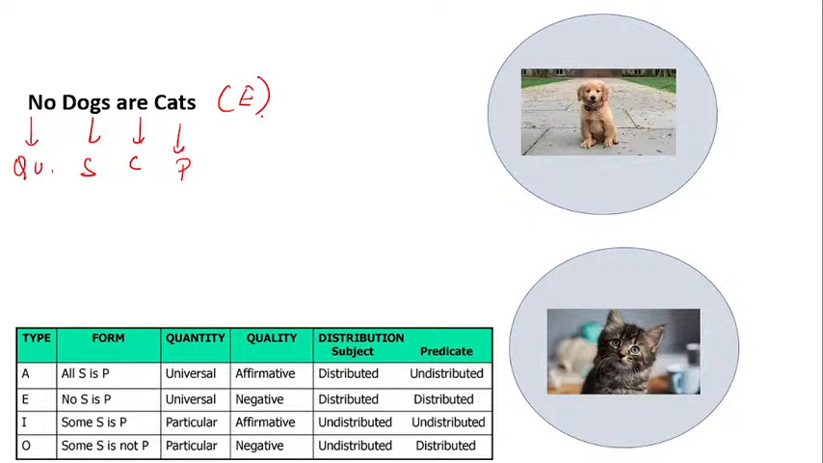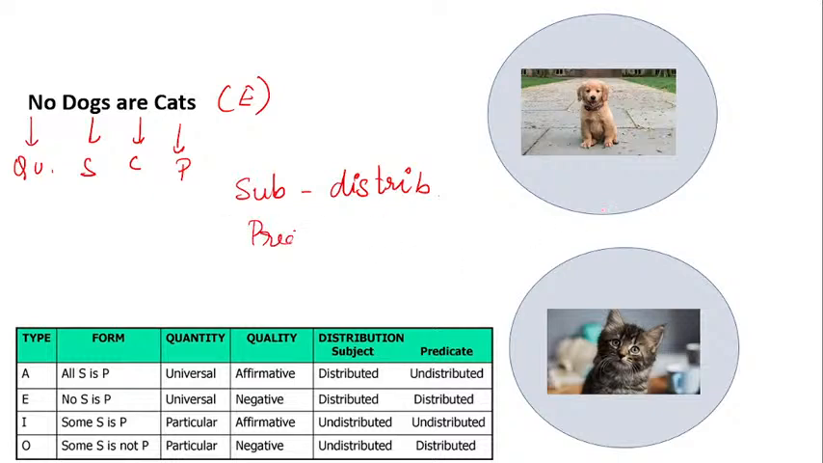So if I'm saying no dogs are cats, the quantifier is no, dogs is the subject, are is the copula, and cats is the predicate. It is a kind of E statement. So here, the universal means the subject is distributed. Why is it distributed, students? Now you might have understood, because I'm talking about each and every dog in the world. I'm not talking about one dog, two dogs, or three dogs. I'm talking about all the dogs in the world. So the subject term is distributed.